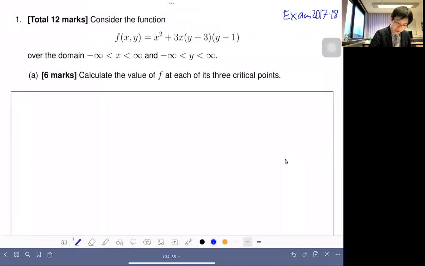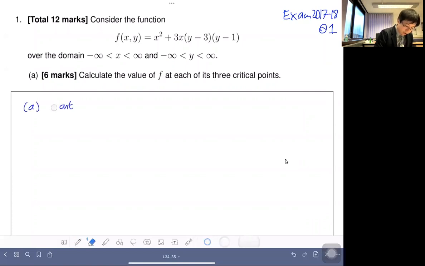2017 to 18, question 1. Okay, so to find the critical points, in single variable calculus, we're setting the first derivative of f with respect to x to 0. But with multivariable calculus, we want to set both the derivative of f with respect to x and y to 0. Okay, so we'll do part A.